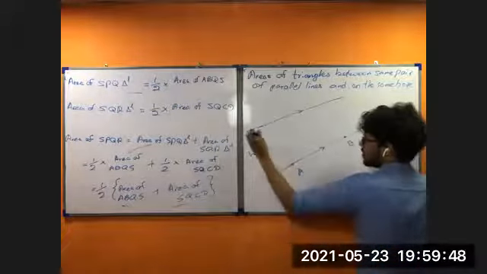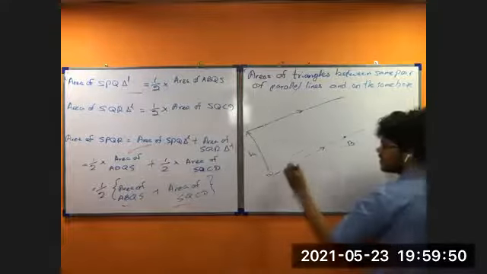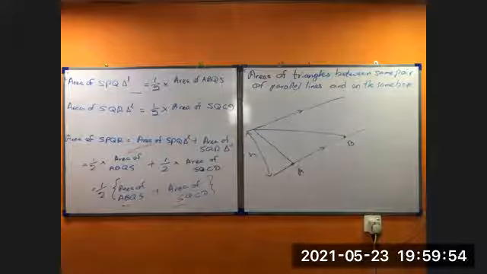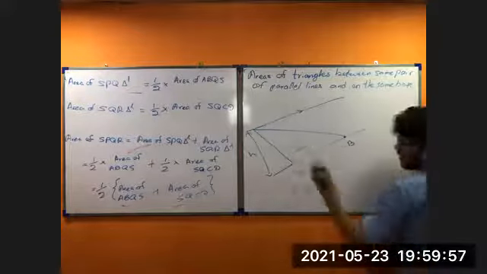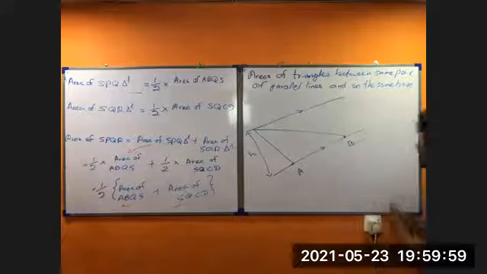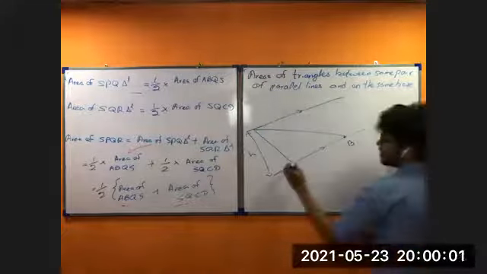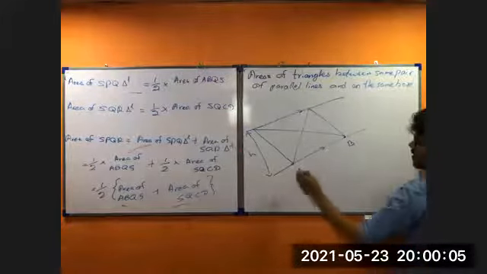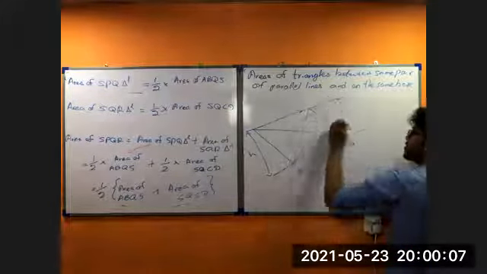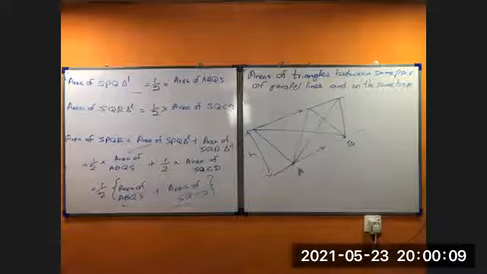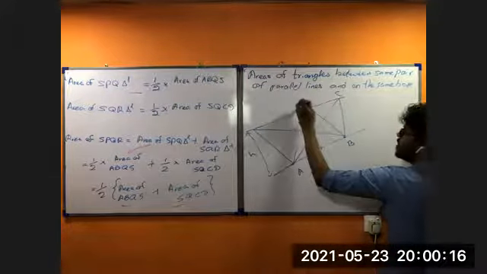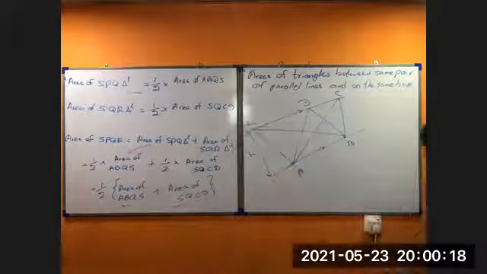Let one triangle be something like this. And the other triangle, let it be something like this. Okay, so what can you tell about the area? Let the base be AB, and I will mark the triangles as ABC, ABD and ABE.